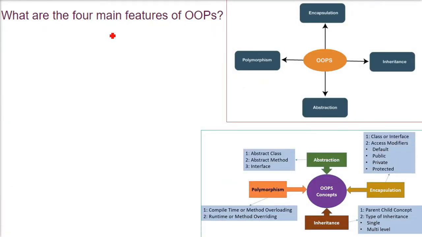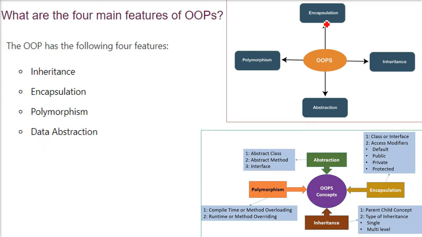What are the four main features of object-oriented programming? So the four main features are inheritance, encapsulation, polymorphism, and data abstraction. So these four are very important, and every programming language which is object oriented should treat everything as an object and should implement the inheritance, encapsulation, polymorphism, and all the code constructs which are given in the programming languages. They are made so that all these concepts can be implemented by a user.